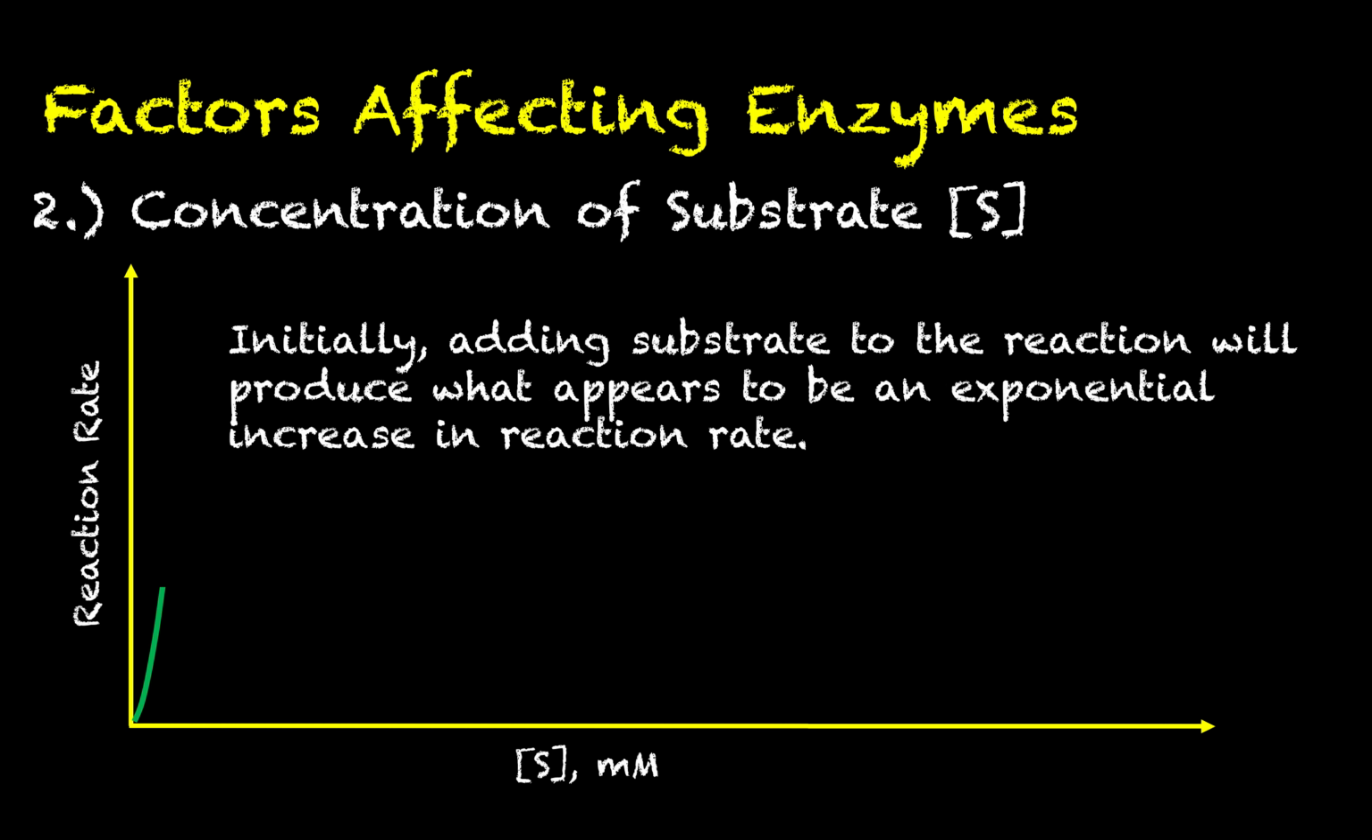So initially, if we start adding in substrate to the reaction, so we are comparing the reaction rate on the y-axis to the substrate concentration on the x-axis, initially when we start increasing substrate concentration, we start to see what appears to be an exponential increase in reaction rate. So just add in a little bit of substrate and the reaction really starts taking off if the enzyme is present.